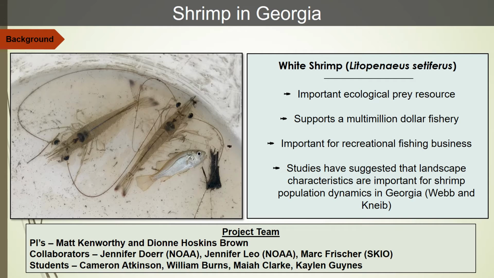Now, before moving forward, I want to say here that this study is a collaborative effort of many individuals, including co-PI Dr. Dion Hoskins Brown, NOAA collaborators Jennifer Dorr and Jennifer Leo, Mark Fisher at the Skidaway Institute of Oceanography, and multiple students, including Cameron Atkinson, William Burns, Maya Clark, and Kaylin Guinness.